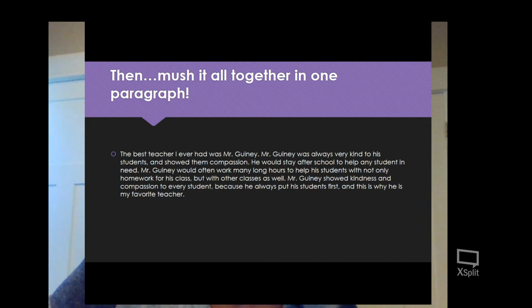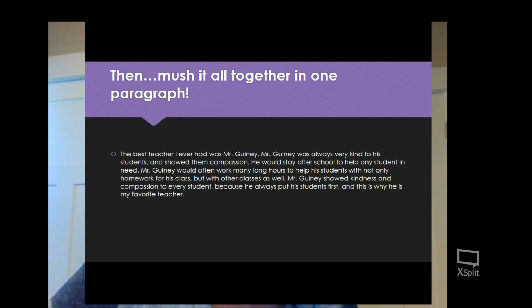The best teacher I ever had was Mr. Guinea. Mr. Guinea was always very kind to his students and showed them compassion. He would stay after school to help any student in need. Mr. Guinea would often work many long hours to help his students with not only homework for his class, but with other classes as well. Mr. Guinea showed his kindness and compassion to every student because he always put his students first, and this is why he is my favorite teacher. Now this equals one nice little paragraph, right?